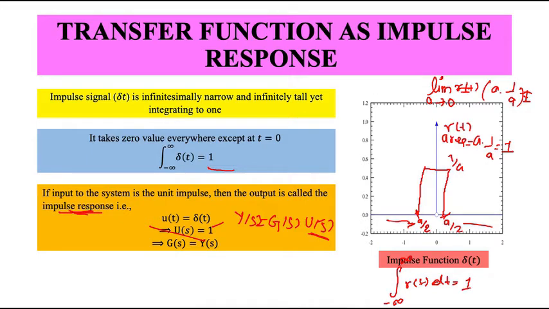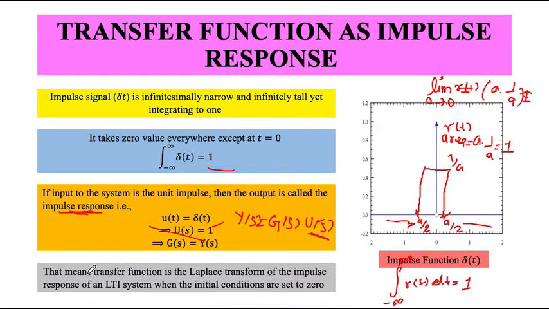So you can say that the output which I observe is equal to the transfer function. At least mathematically I can say that. So what that means is this transfer function is just the impulse response of an LTI system. You take the initial conditions to be 0. So let us say the transfer function is the Laplace transform of the impulse response of an LTI system when initial conditions are set to be 0. So let us take an example for this.